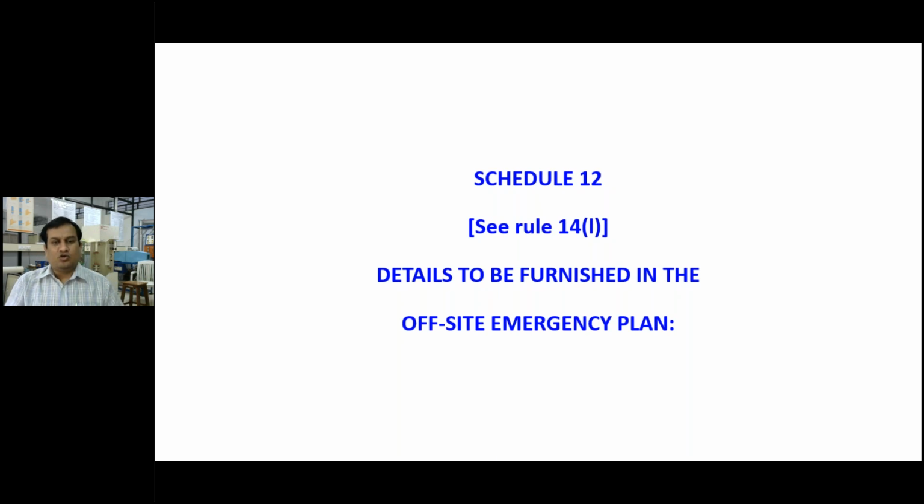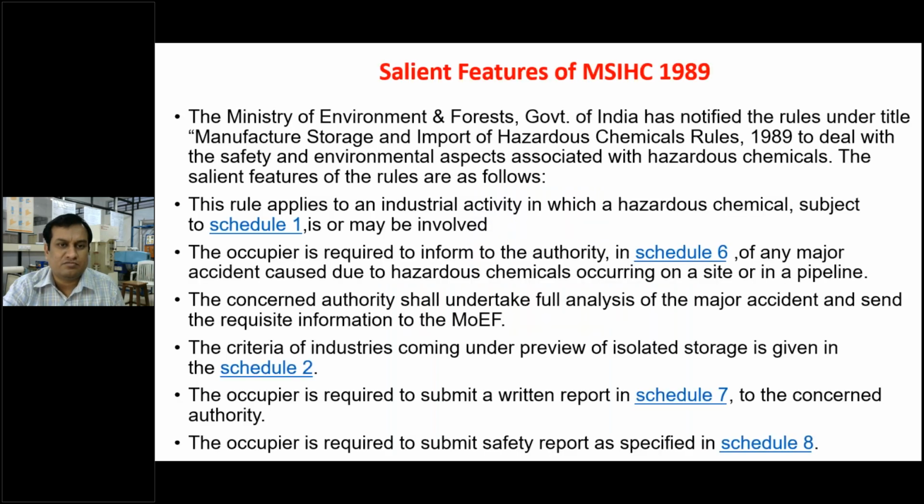So these are the 12 schedules and 20 rules of this MSIHC Rule 1989. It is impossible to give each and every detail of all the schedules and rules in a single session, but I have tried to focus on all the rules and all the schedule titles so that you can at least understand and remember some of the rules and some of the schedules. Right? So these are the salient features as far as the pollution control board is concerned.